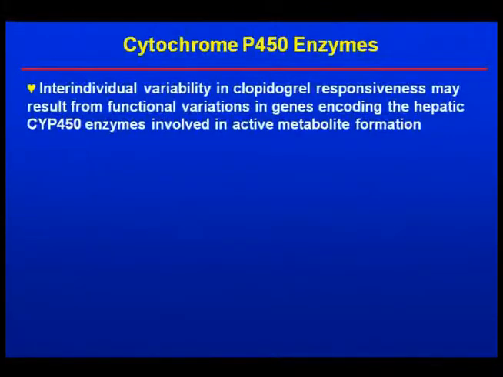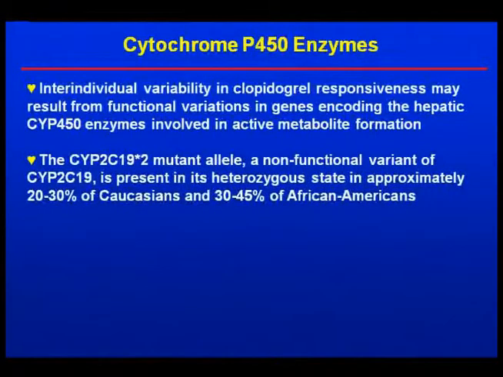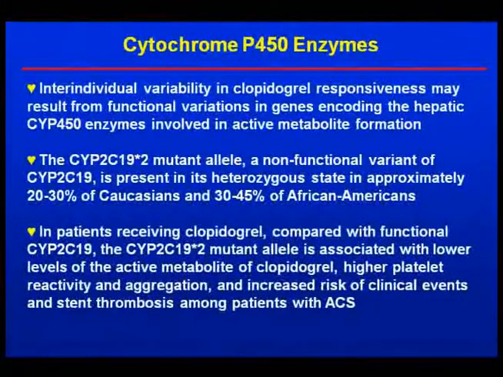There is inter-individual variability in clopidogrel responsiveness that may result from functional variations in the genes that encode the hepatic cytochrome P450 enzymes that are involved in the formation of active metabolites of clopidogrel. And the focus right now is on this mutant allele, the CYP2C19*2 mutant allele, which is a non-functional variant of the active allele and is present in the heterozygous state in 20 to 30% of Caucasians and 30 to 45% of African Americans.